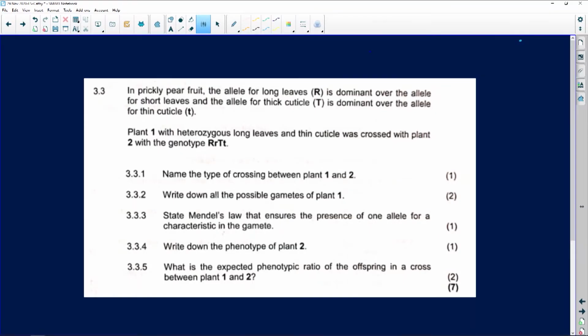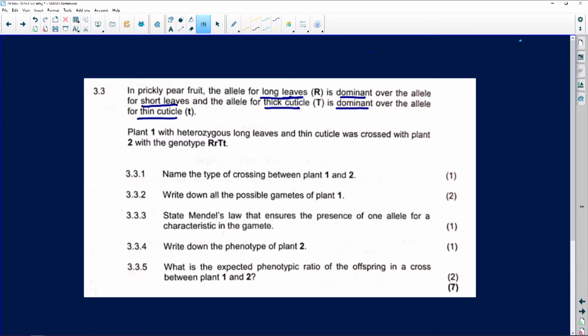I mustn't use hair or eye color, but it's the ones we use regularly anyway. In this case, we're looking at a prickly pear, but it doesn't matter what we're looking at. We're crossing two characteristics, so we're looking at leaves, whether they're long or short, and we are looking at a thick cuticle or a thin cuticle. They're telling you here R, always the capital letter, is dominant, and capital T is dominant over short, which is going to be clearly a small r, and thin cuticle will be a small t.